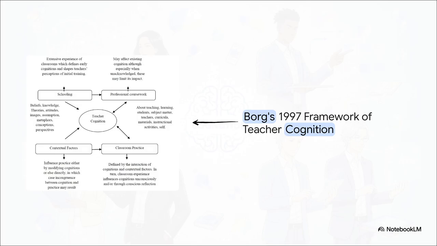Notice how schooling, the extensive experience teachers had when they were just kids sitting at a desk themselves, feeds directly into their cognition. It even shapes how they perceive their formal professional coursework. All of this mental architecture then filters down into classroom practice, which is further pushed and pulled by immediate contextual factors like the school's rules or even the student's behavior. It's a constant dynamic loop.